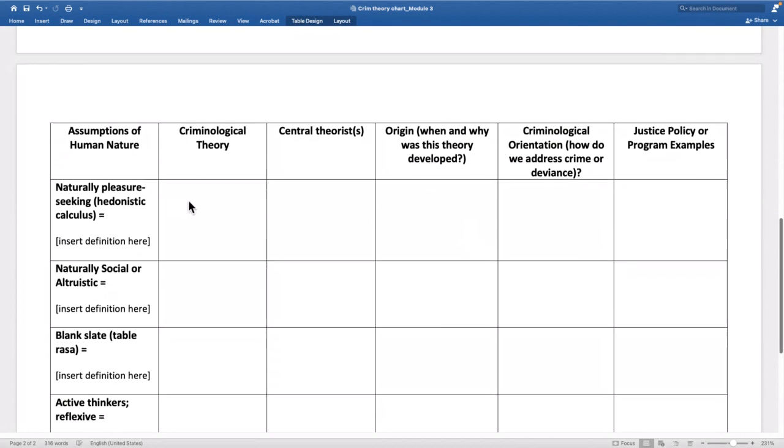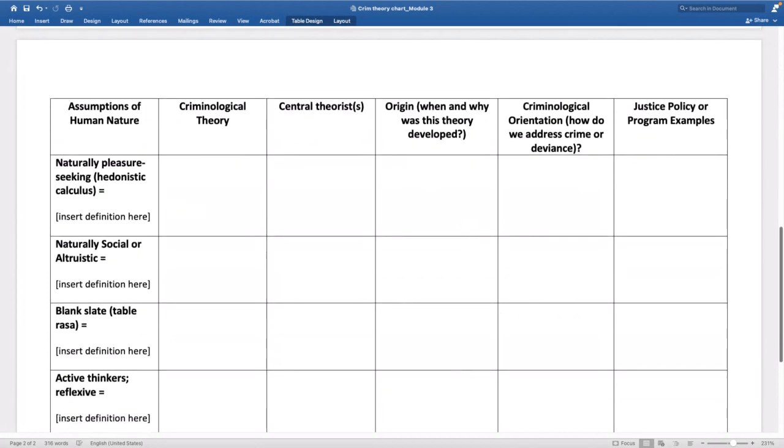So, which assumption is consistent with deterrence theory? If you said the first one, then you are correct. So deterrence theory assumes the naturally pleasure-seeking or hedonistic calculus. So right next to this assumption, you are going to write deterrence theory. Under central theorist, I have already said it is the Star-Vicarius.